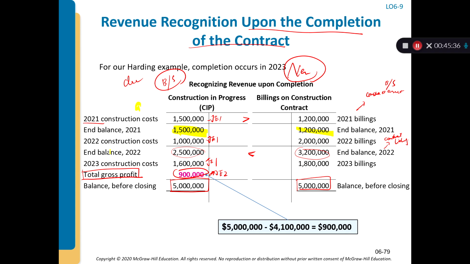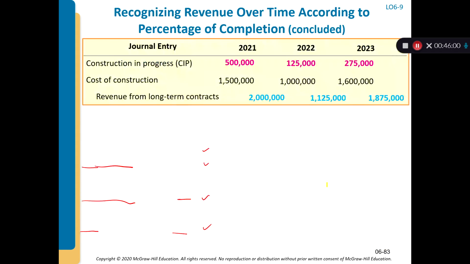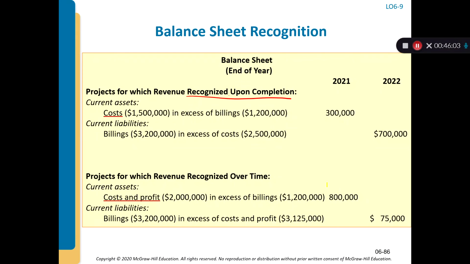This is an asset. And then in the second period, your debit side is 2.5 million and the credit side is 3.2 million. That means you have a contract liability of 700,000. And in the third year, everything is going to be washed out because you close it, right? So if you base it on completion, you have a contract asset of 300,000 and a contract liability of 700,000, right?